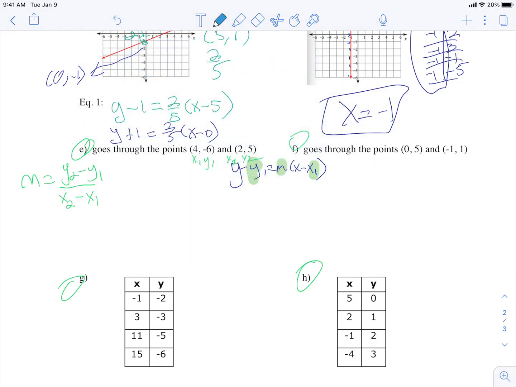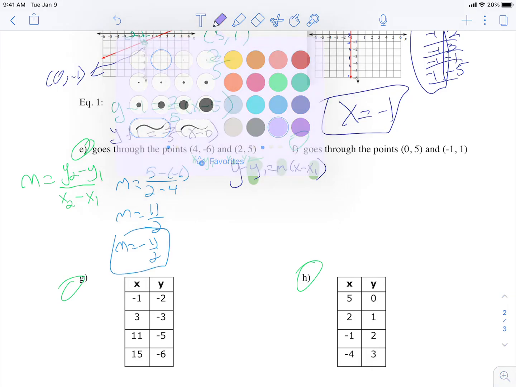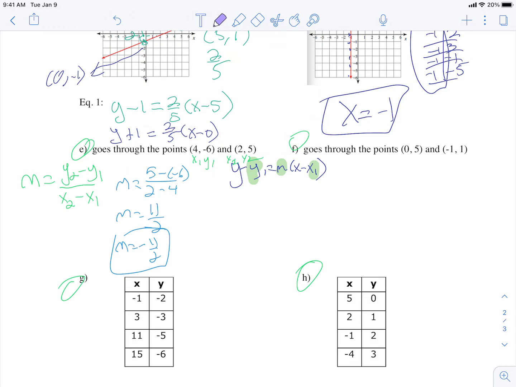Let's find the slope first. So 5 minus -6 all over 2 minus 4. m is equal to 11 over -2, or -11/2. Either one is fine. Most likely, though, this is easier to use. And now, again, there's an infinite number of answers, but you just need to pick one of these and you can write your equation.